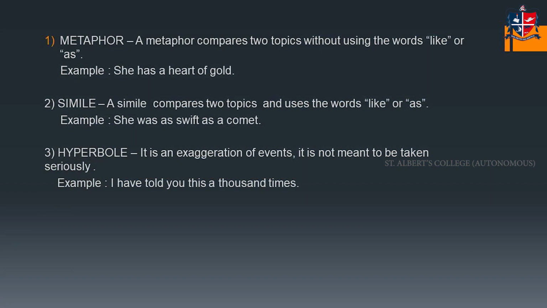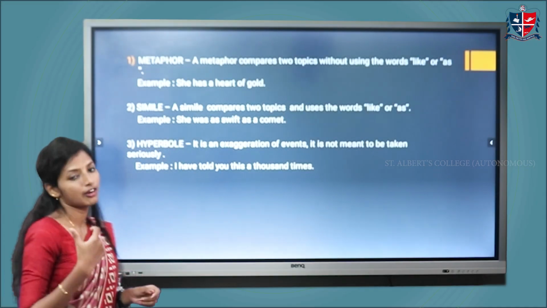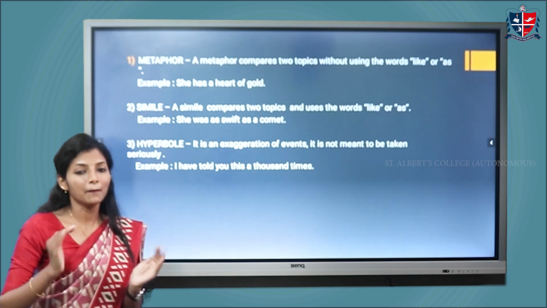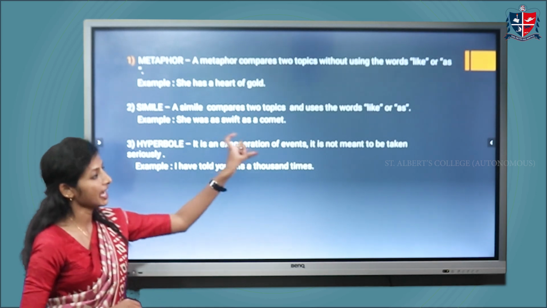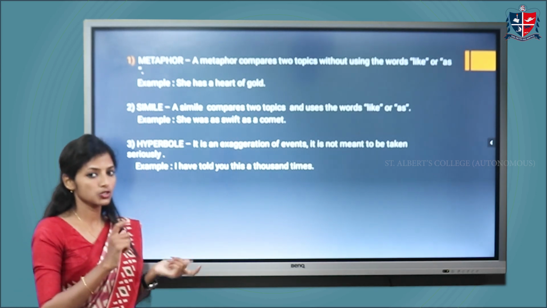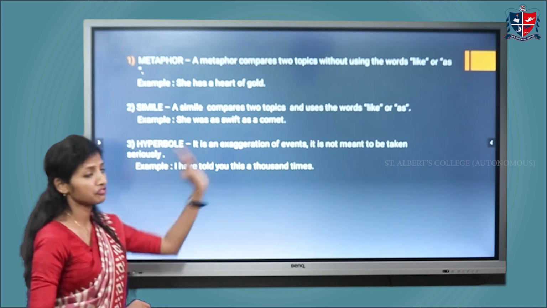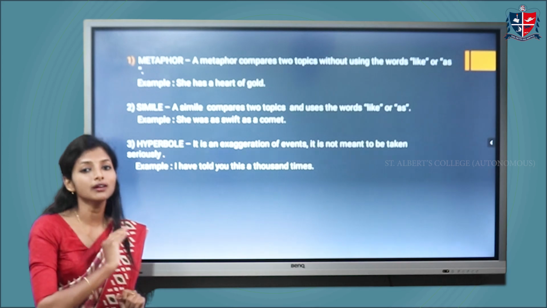So the first one is metaphor. A metaphor compares two topics without using the words like or as. Example: she has a heart of gold. So metaphor is a narrative technique which writers use to compare two different things without using the words like or as. To recognize a metaphor, when two different things are compared and the words like or as are not used, it is a metaphor.